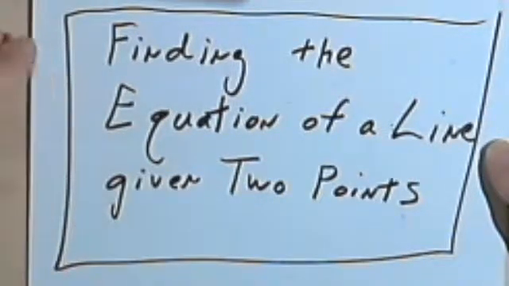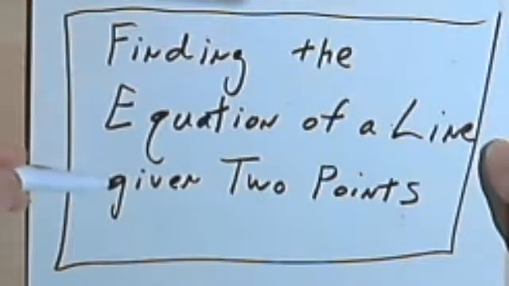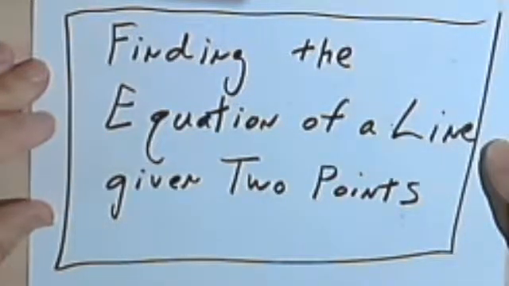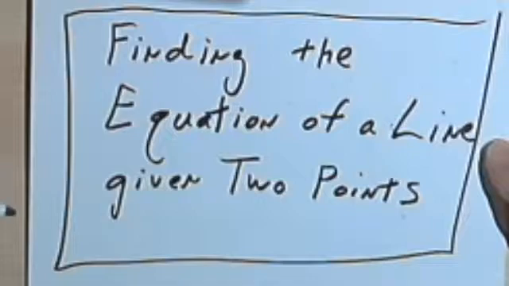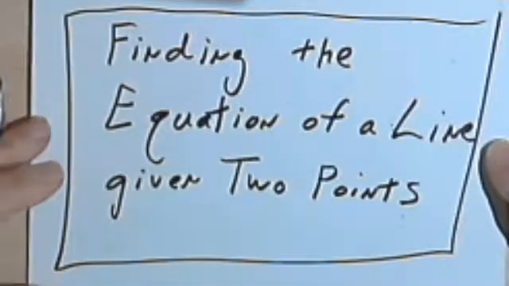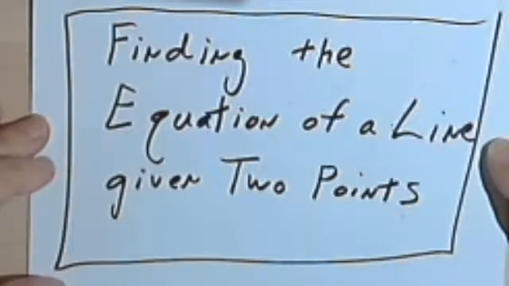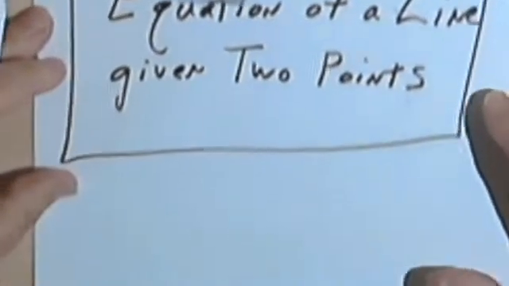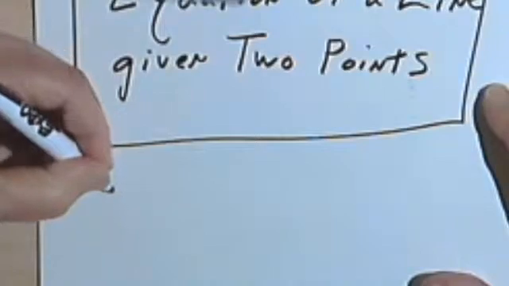This video is going to be about finding the equation of a line when you're given 2 points on the line. And basically it's going to be a two-step process. First, we're going to find the slope of the line from the 2 points, and then we're going to use that slope to find the equation. So let's get started.